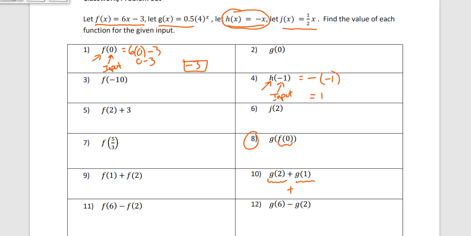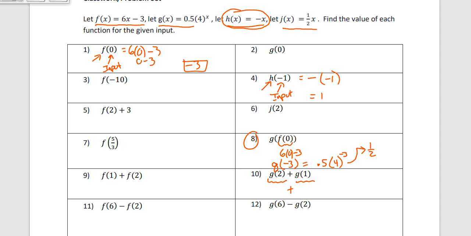So function f says I have to do 6 times the input and then subtract 3. 0 take away 3 is -3. But this is in parentheses with a g here. Oh, now they want me to find g of -3. So now I'm going to look at function g, and function g says I'm supposed to do 0.5 times 4 to the x power, and x in this case is a -3. Now you'd be able to do this on your calculator if you wanted, but I'm hoping you remember your negative exponents. I'm going to change that 0.5, believe it or not, to a fraction.